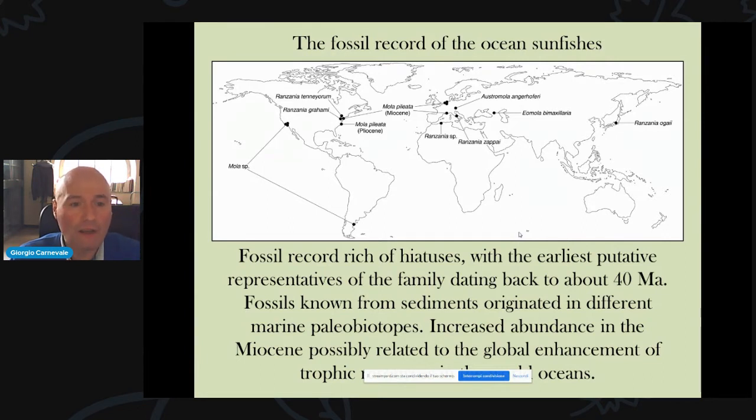But most of the fossils are of the Miocene epoch, and they have been discovered in sediments originating in a variety of paleobiotopes, always indicating marine environments. The increase in diversity in the Miocene shows a similar pattern to those characterizing the whales or other pelagic fishes like scombrids or istiophorids, which became very abundant and large in size during the Miocene, probably in relation to a global enhancement of trophic resources that led to shortened trophic chains during this period.